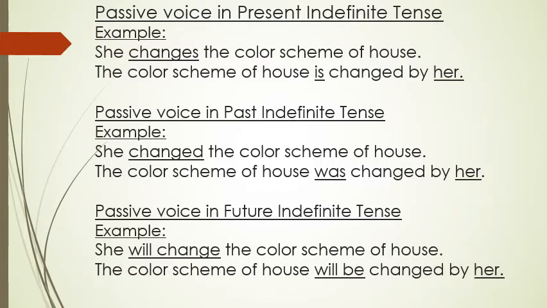Now we have passive voice in future indefinite tense. Now the sentence will become, she will change the color scheme of house. Will change is denoting future indefinite, and for the future indefinite, will be is the helping verb. So the passive formation will become, the color scheme of house will be changed by her. This is how you have learned the change of passive voice in all indefinite tenses, the present indefinite, past indefinite, or the future indefinite.